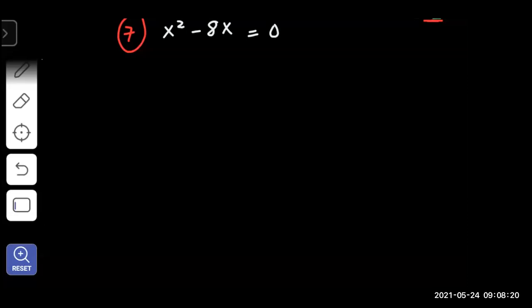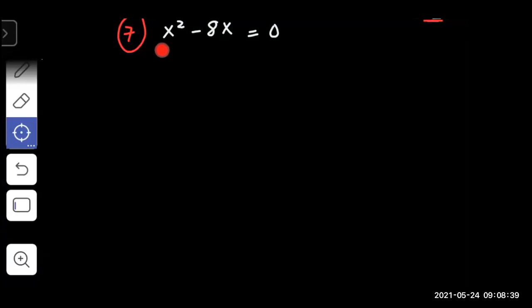Let's have a look at number 7, sorry. We've got x squared minus 8x equals 0. Someone might say, Mr., do we have a common factor? 1 and 8, they don't have anything in common but 1. So what would you do?